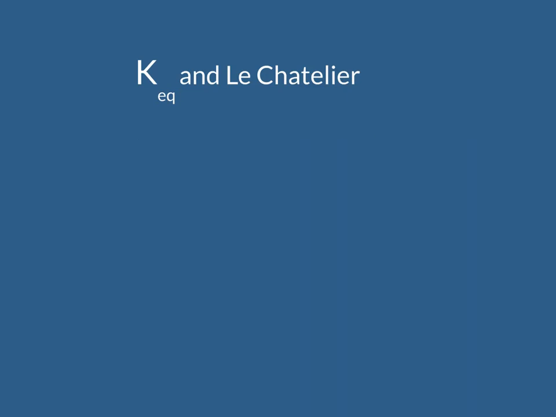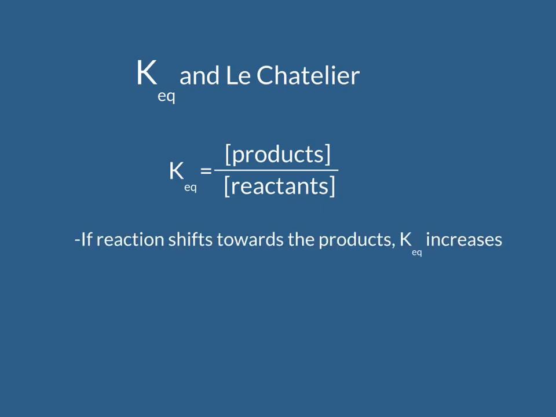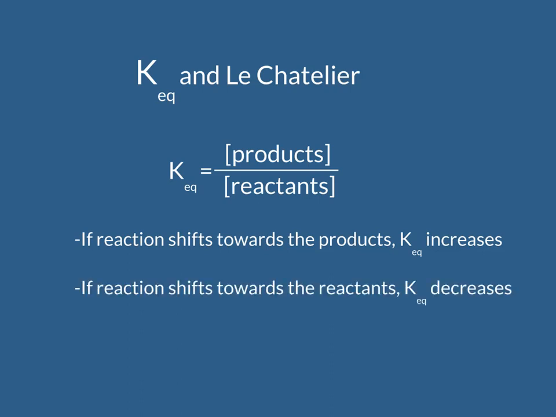So remember, Keq is a ratio of products to reactants. So if the change in temperature causes the reaction to shift to the right or favor the products, then our numerator increases, so our Keq is going to increase. If our change in temperature shifts our reaction to the left and favors the reactants, then our denominator increases, so our Keq value is going to decrease.